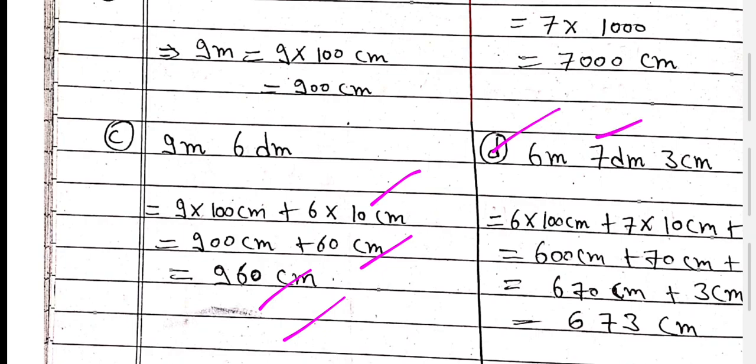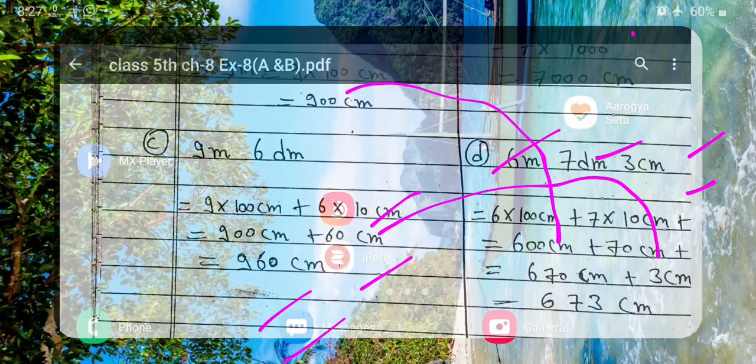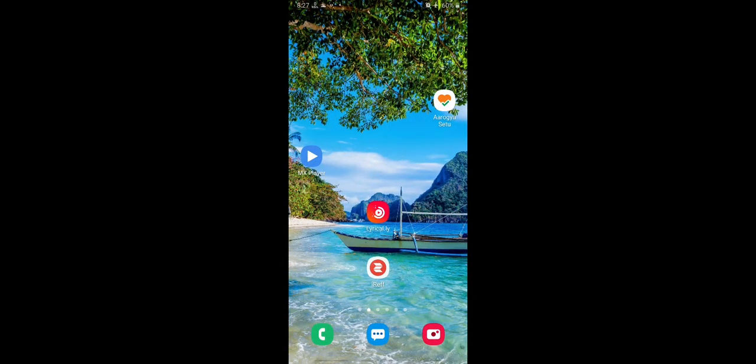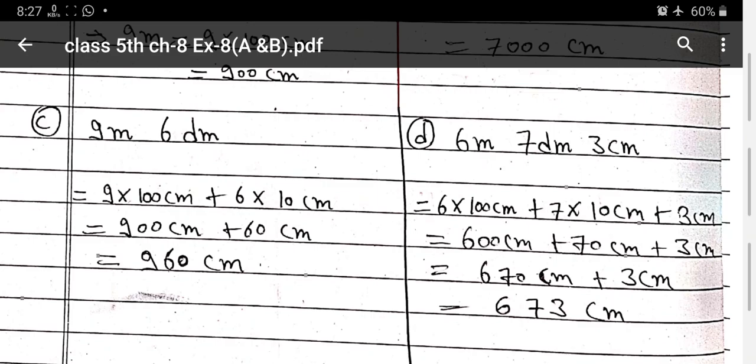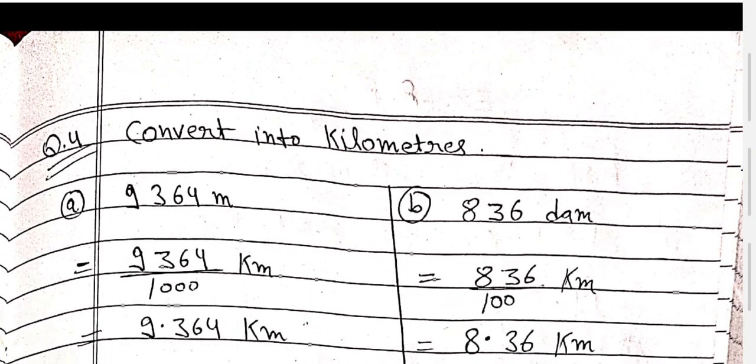Now 9 meter, 7 decimeter and 3 centimeter. For the meter you have to multiply by 100. For the deci you have to multiply by what? 10. And centimeter is already in it. So write centimeter as it is. Now just simply solve. It becomes 600, it becomes 70, it becomes 3. When you add, it becomes 673 centimeter. This is your answer.